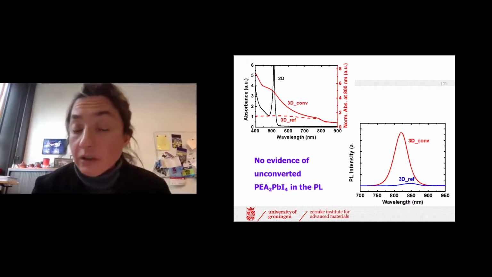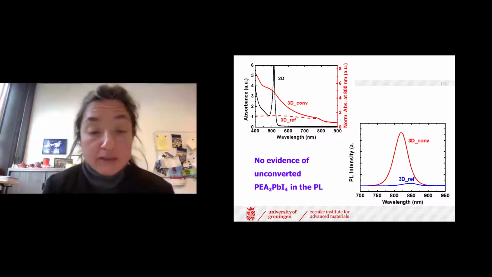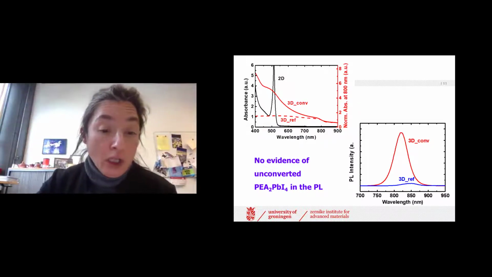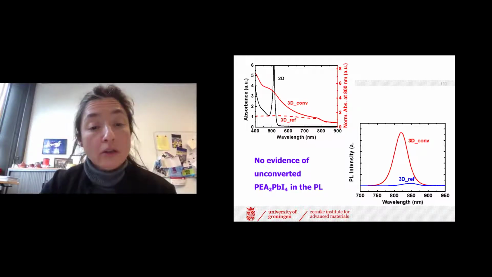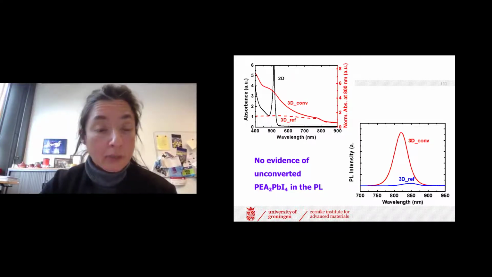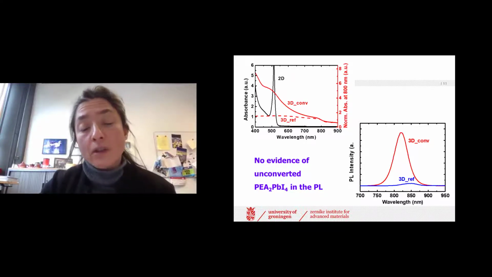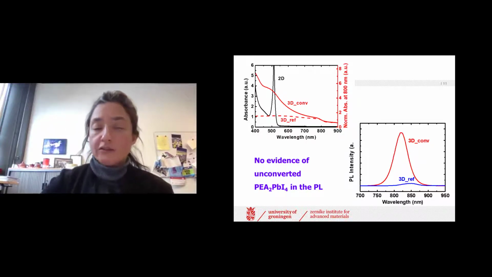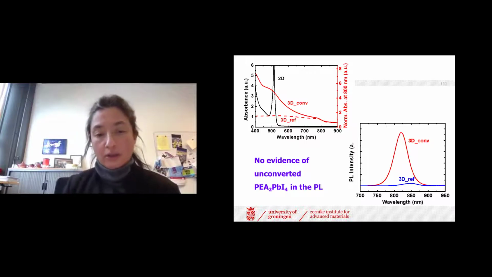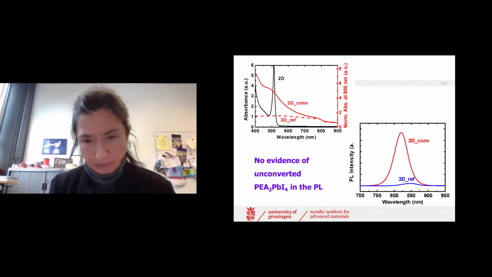Now, the conversion works pretty well, as I show you. So this is also the demonstration of the absorption. The red is our converted sample. We see the variation of band gap, and you see the two-dimensional perovskite has a very peculiar, very strong excitonic peak that disappears upon conversion.